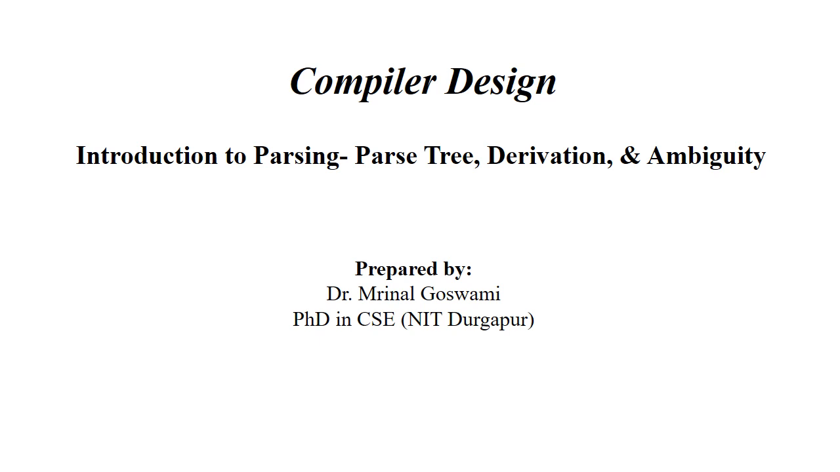Hello everyone. In this presentation, we will discuss what is parsing. Before going to discuss what is parsing, we will see what is a parse tree. Then there are two types of derivation we have, that is leftmost and rightmost derivation, and then ambiguity. What is ambiguity and how can ambiguity be removed? That is your unambiguous grammar.